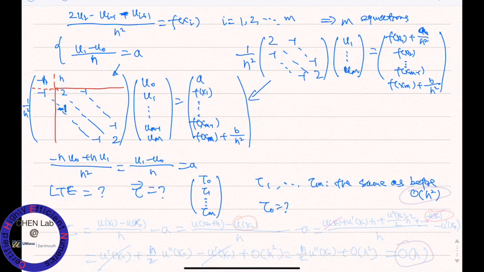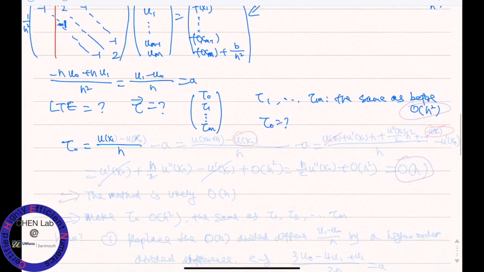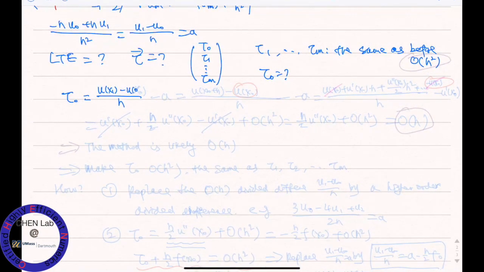What is tau 0? Again, how do we calculate the local truncation error? We plug in the exact solution, and then we take the residual. Which is, with 1 over h, u, the exact solution, at x1 minus u at x0, and minus the right hand side, the residual, minus a.